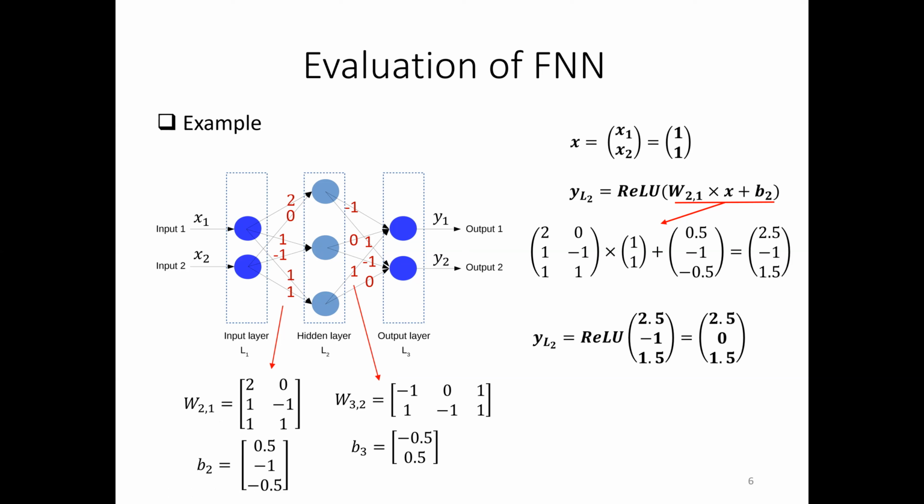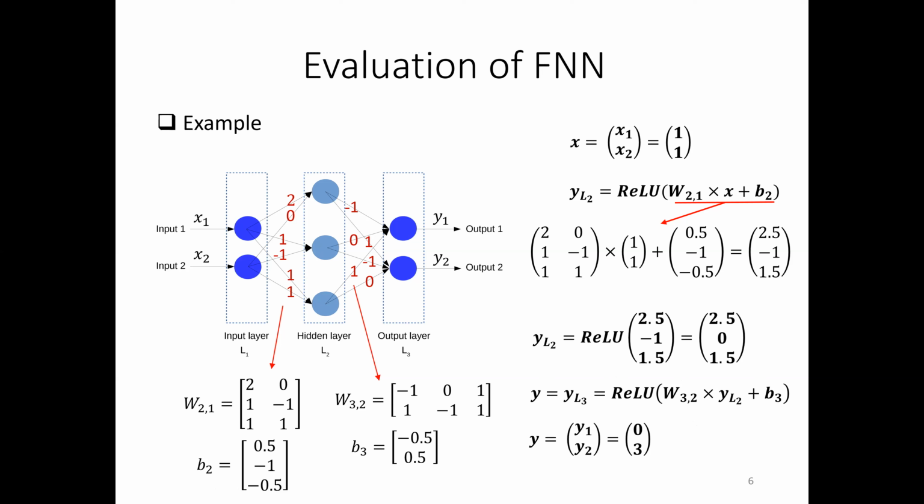Okay, so now we compute the output of the output layer. We want to compute y equal to y1 or y2, which is the output of the output layer, L3 here. So the same thing happened here. We compute the input to the output layer, and then we apply the ReLU activation function on that input vector, and then we get the result. So the result is going to be 0 and 3. So you can check it if you want.